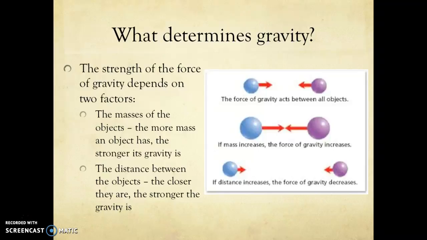Now, the other thing that determines gravity is distance between objects. The closer objects are, the stronger the gravity is. This is one reason why the Moon orbits around Earth instead of orbiting around, say, another planet, or orbiting around the Sun. It's so close to the Earth that it feels Earth's gravitational pull, so Earth keeps it in an orbit. And we'll talk about orbits in just a moment as well. So the closer two objects are, the stronger the gravity is. As distance increases, gravity is going to get weaker.